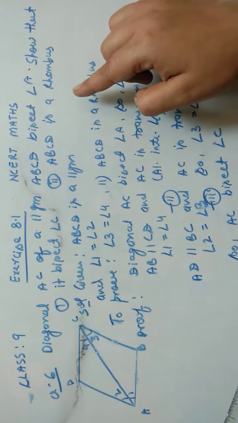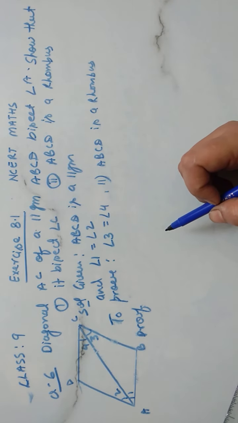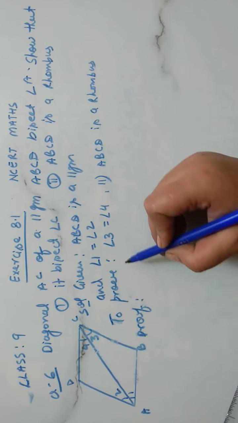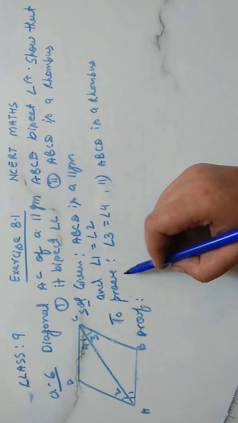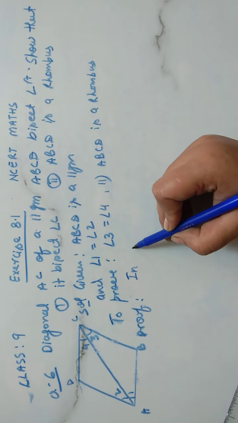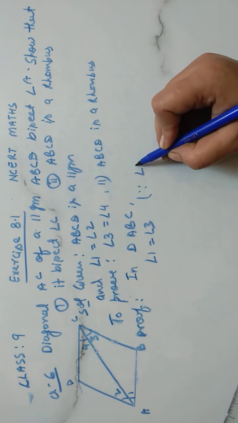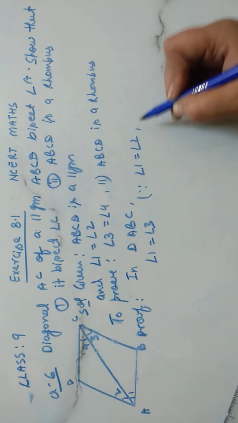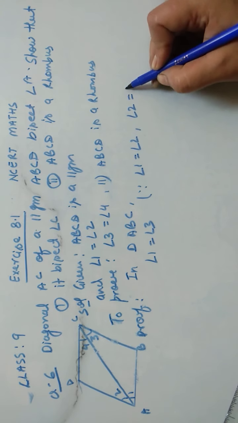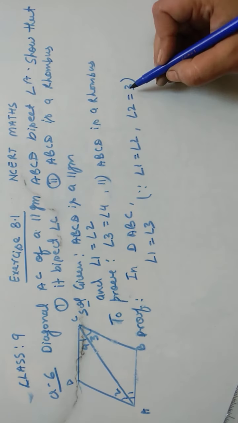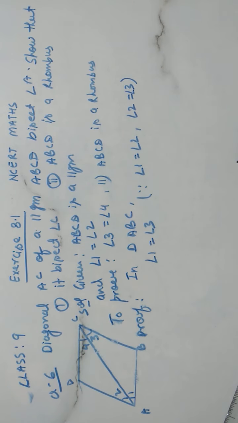Yes, now see the second point which we need to prove, that ABCD is a rhombus. Just take any one of the triangles, for example, triangle ABC. In triangle ABC, angle 1 is equal to angle 3. You will think, why is 1 equal to 3? Because we know that 1 is equal to 2, and we have proved that 2 is equal to 3. So 1 is equal to 3. From here we have concluded 1 is equal to 3.